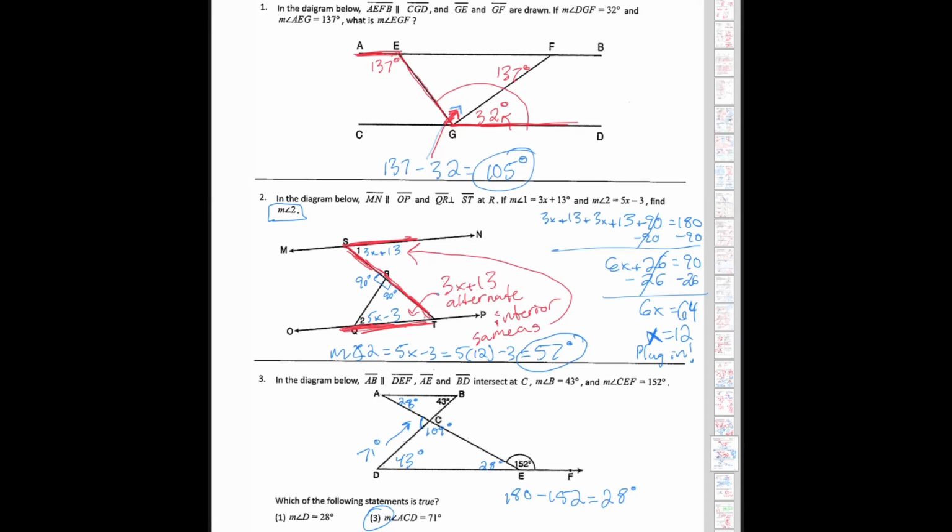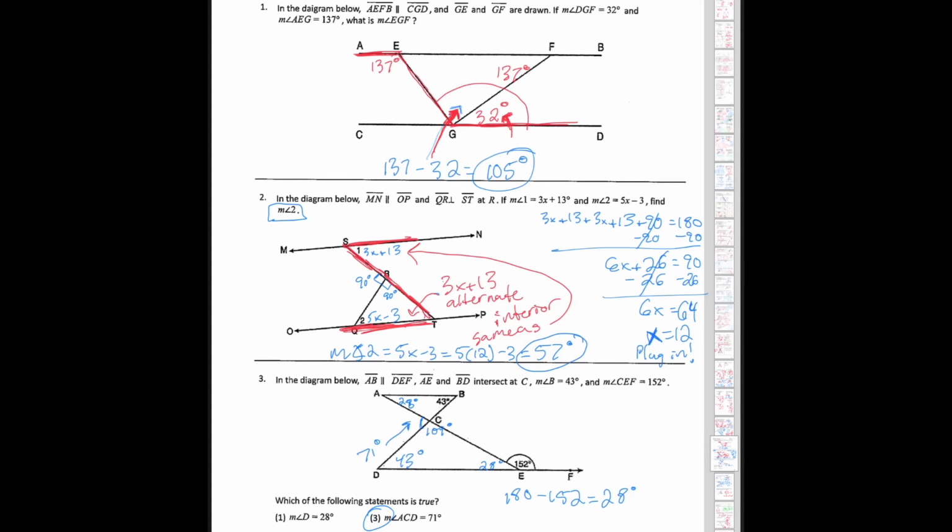The lines at the top, A, E, F, B, and C, G, D are parallel. And then we have lines GE and GF that create triangles on the inside. So we're given that angle DGF here is 32 degrees. We're also given that angle AEG is 137, and we are looking for this angle here, EGF.